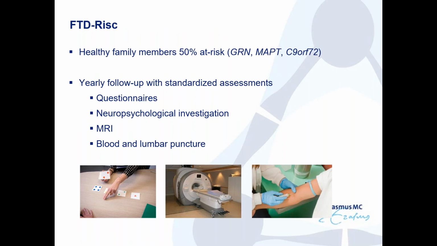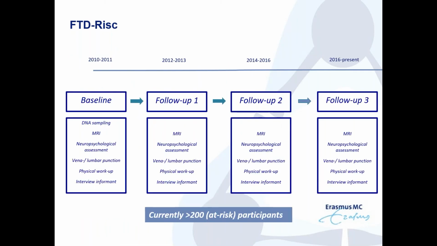The FTD risk study, which is a study where we ask healthy family members of patients with FTD due to one of the known mutations to participate, and all these participants have a 50% risk to carry such a mutation and thus to develop FTD in the future. They have no symptoms at all. We analyze them with different investigations, including MRI scans and different measurements in blood and cerebrospinal fluid.